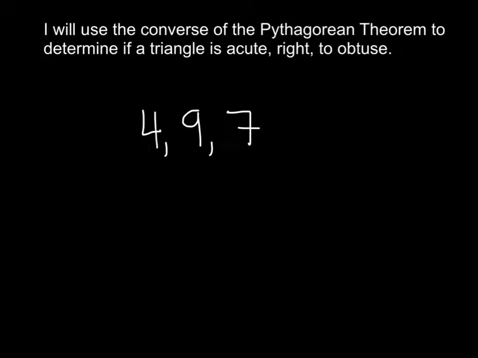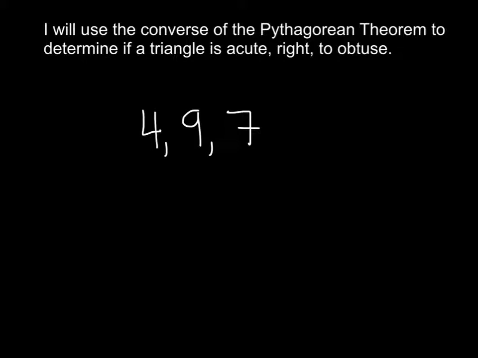So we're going to continue using the converse of the Pythagorean theorem to determine if a triangle is acute, right, or obtuse. And just take these three values here as our first example. Units are, I guess, sort of arbitrary for this example. They could be centimeters, meters, whatever you wanted them to be.